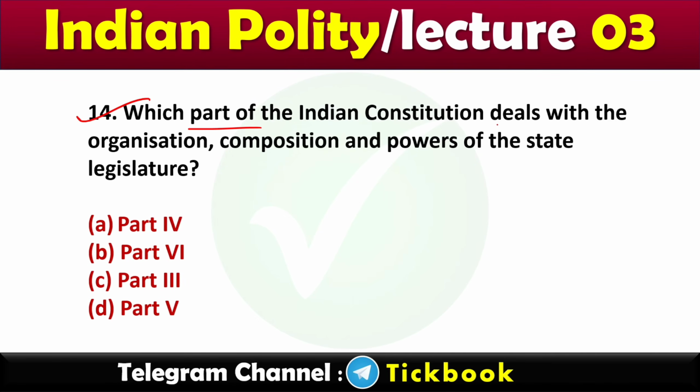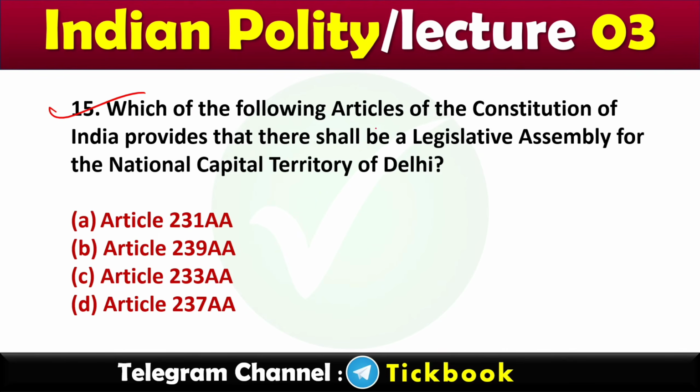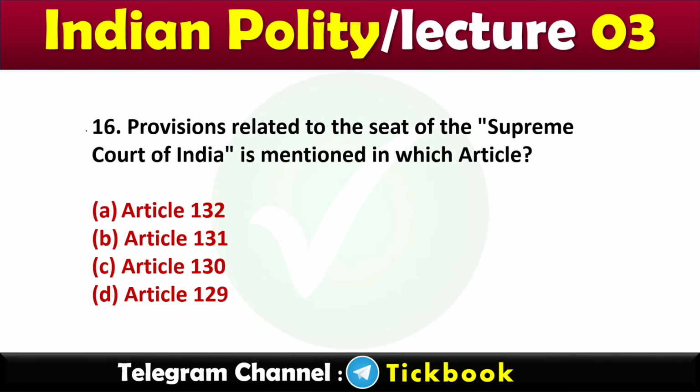14, which part of the Indian Constitution deals with the organization, composition and powers of the state legislature? Option number B, Part 6 is the correct answer. 15, which of the following articles of the Constitution of India provide that there shall be a legislative assembly for the National Capital Territory of Delhi? Option number B, Article 239 AA. 16, provisions related to the seat of the Supreme Court of India is mentioned in which article? Option number C, Article 130.